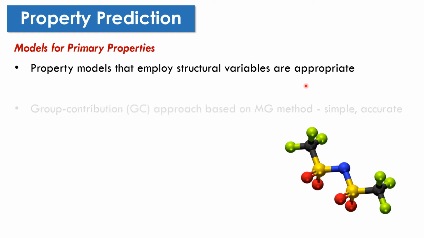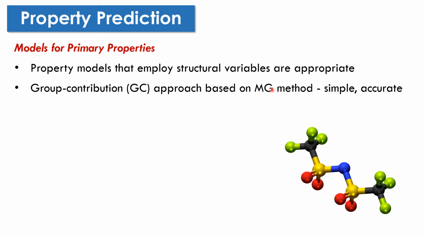So we have a type of model which is called the group contribution approach. The abbreviation is GC. So the GC approach is based on the MG method. MG is Marrero and Gani. Professor Gani is one of the authors of this book, right? So this model is simple and also accurate.